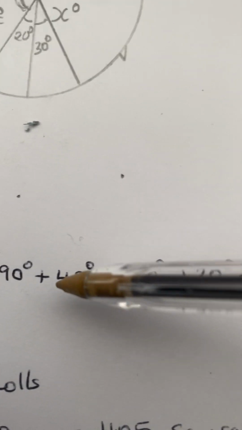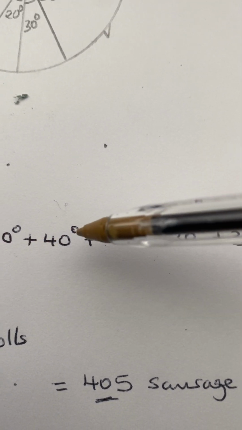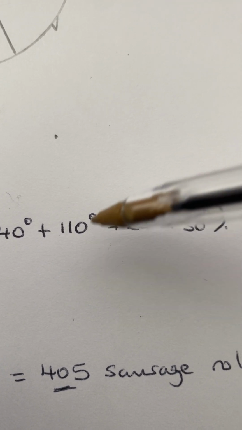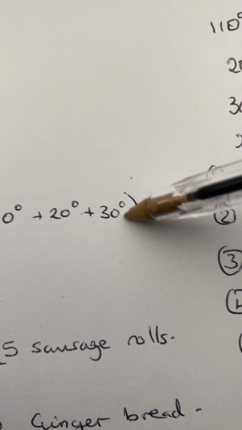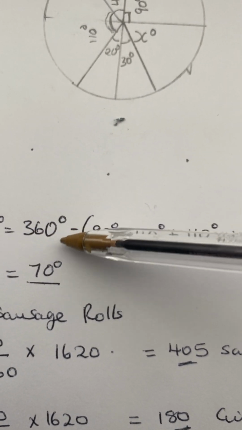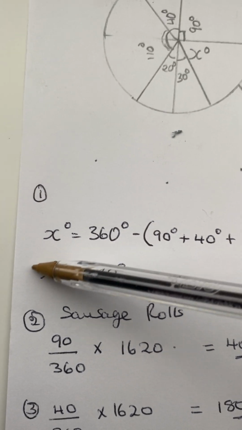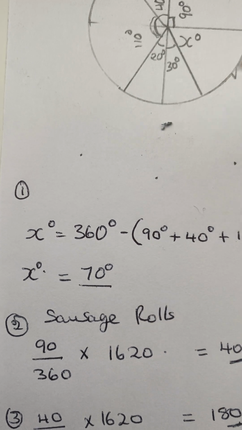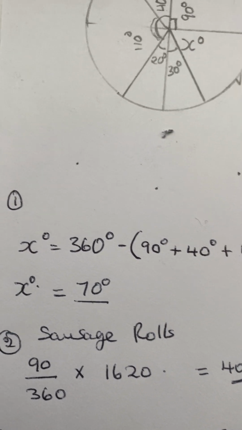So when I added up everything, 90 degrees, add 40 degrees, add 60 degrees, add 20 degrees, add 30 degrees on the calculator and subtracted from 360, I got 70 degrees. So the other bakery stuff, okay, is 70 degrees, which is here.